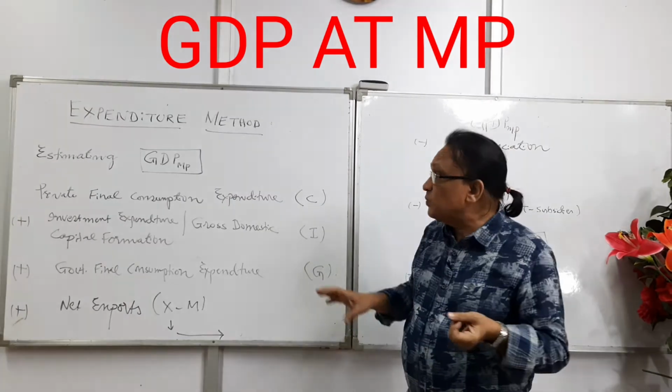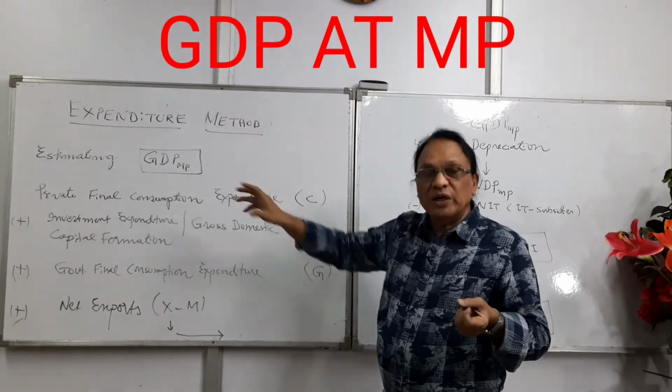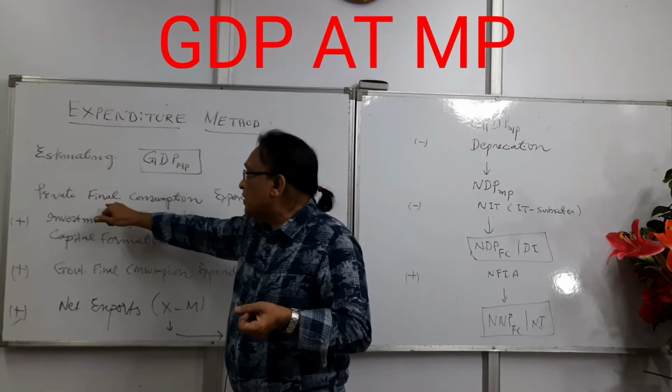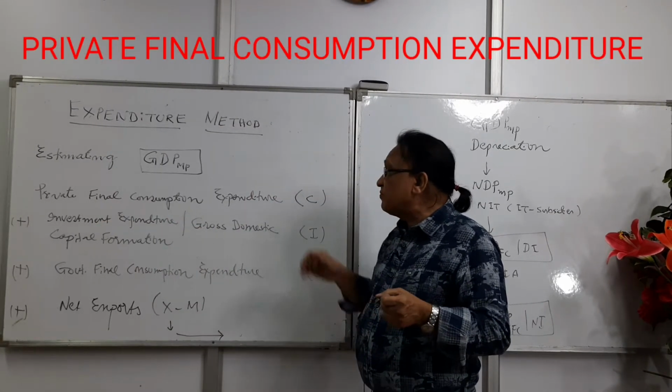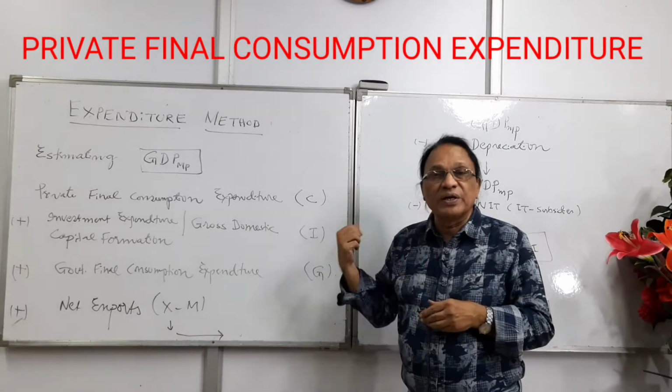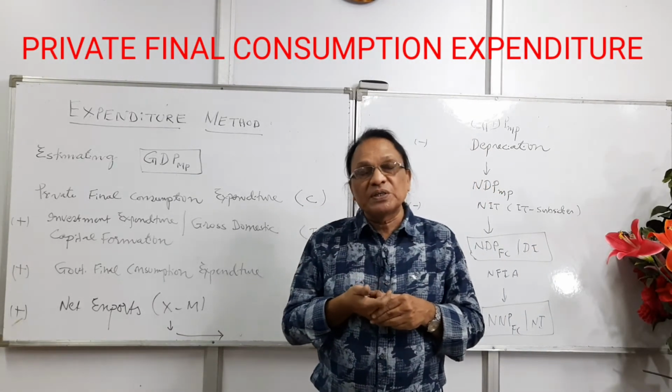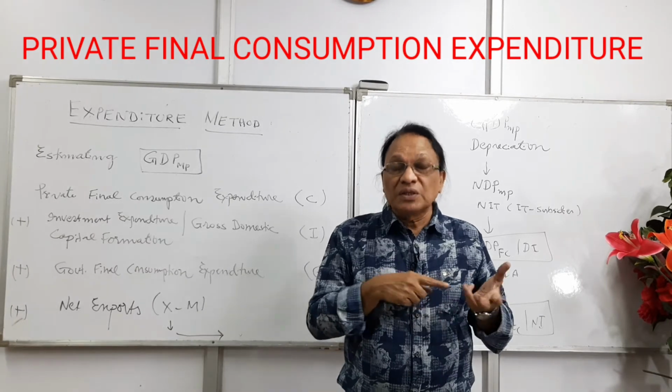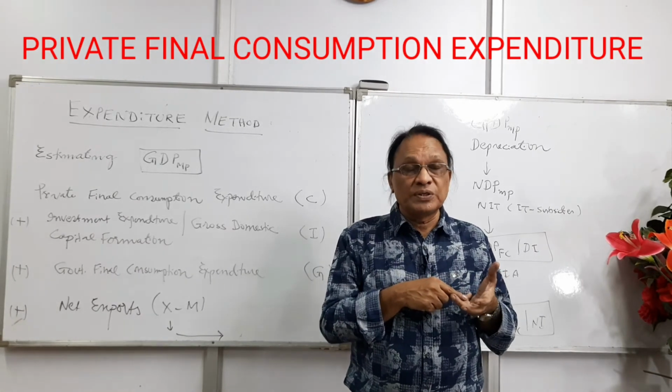What do you mean by total expenditures on GDP? See, the total expenditure, we discuss one by one. One is private final consumption expenditure. We call it C, private or personal final consumption expenditure. This is mostly done by households.